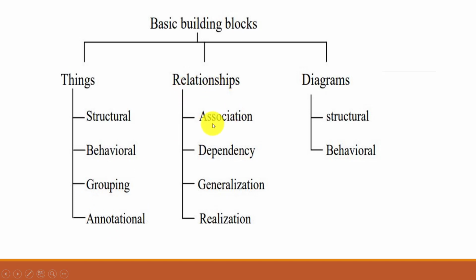And relationship, like what the association between two elements is, because we know that a system can make a group of elements or a group of components. So association between components, then dependency, generalization, realization. These kinds of relationships are used in UML, and diagrams can be divided into structure and behavioral. Now let's understand these relationships, what association, dependency, etc. are.